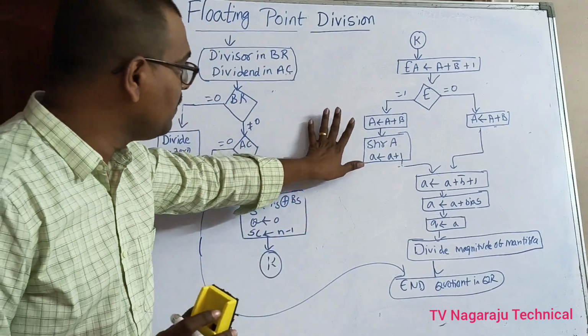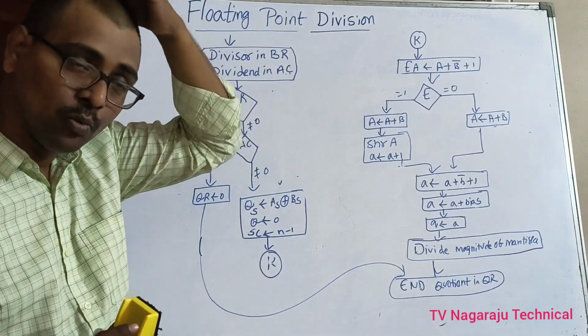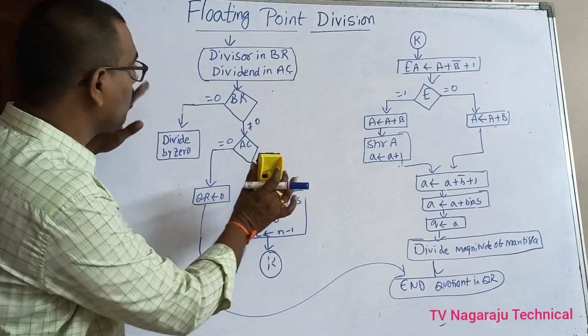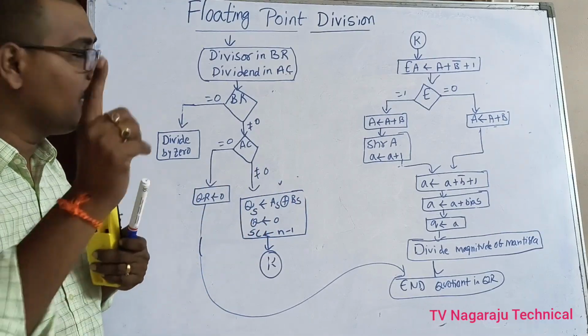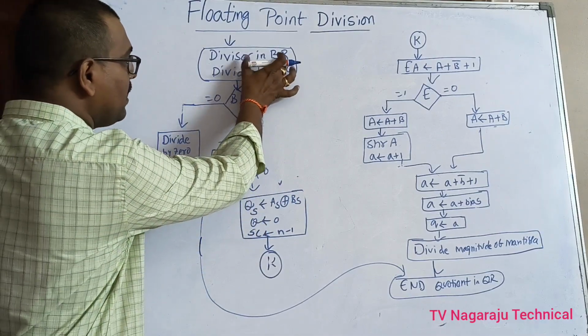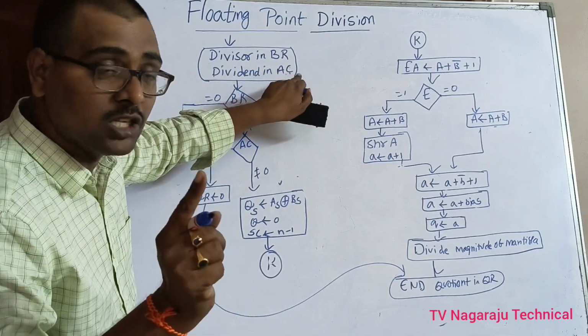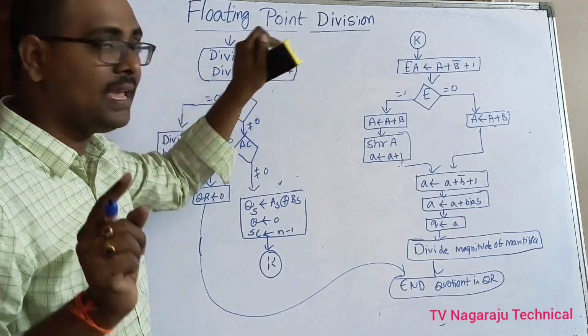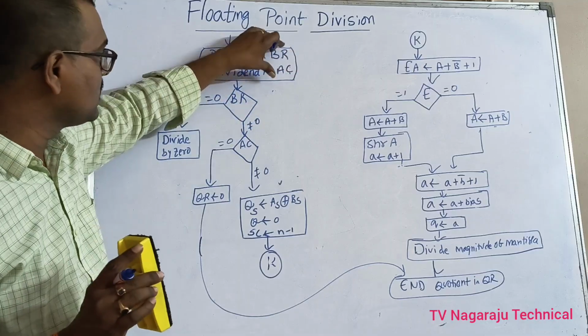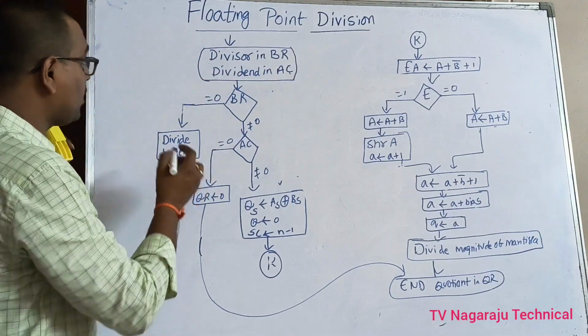Now this is the division algorithm that we are going to perform. Now we will discuss how the operation is performed. Initially, the divisor is stored in the BR register and a single precision dividend is stored in the AC register. These are my initial values. What is the first step?